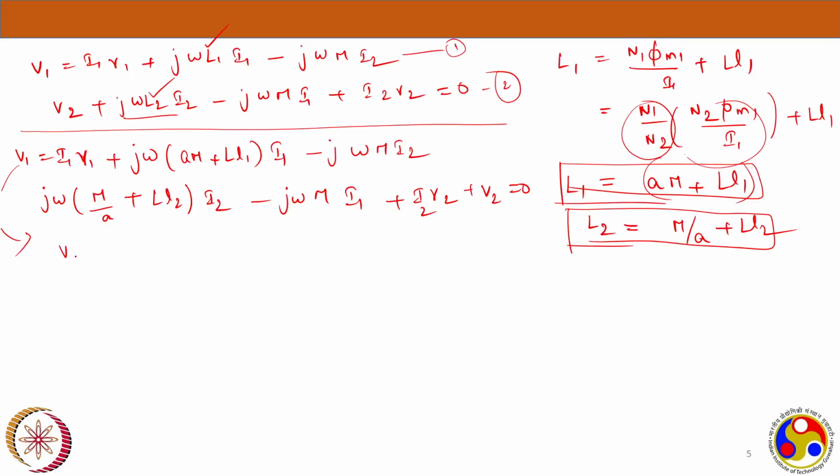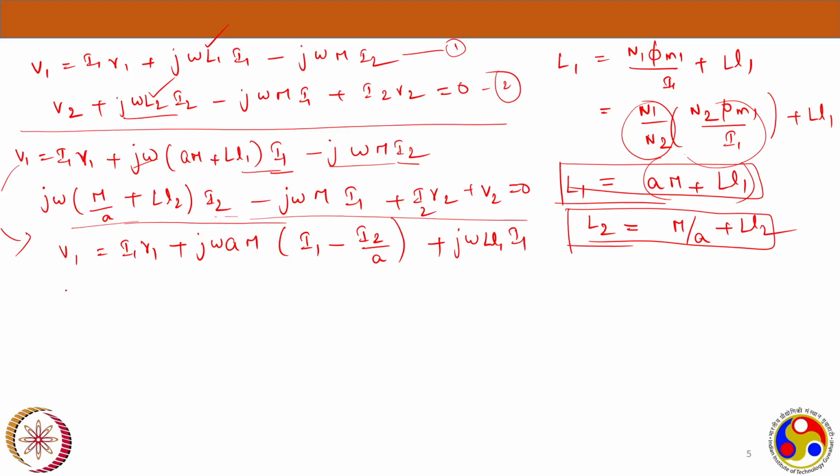V1 is equal to I1 R1, that will remain the same, and I'm taking j omega aM as common. From this I1, and from this I'm taking j omega aM common, so there is no a here, so it will be I2 by a. Okay, and what is the term left? That is the j omega leakage term, j omega LL1 I1.